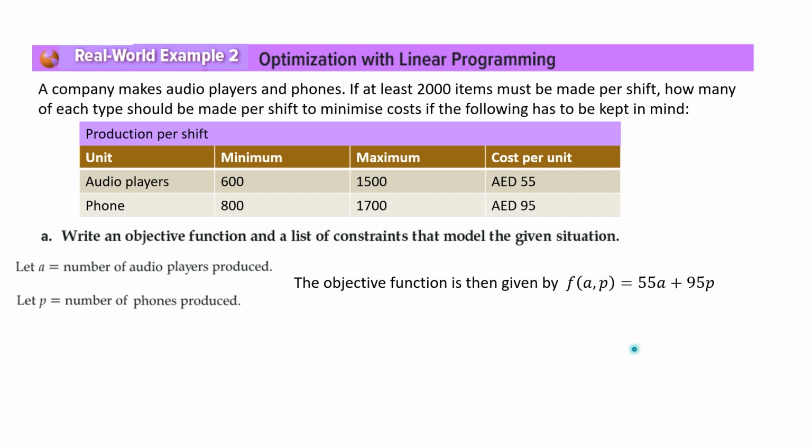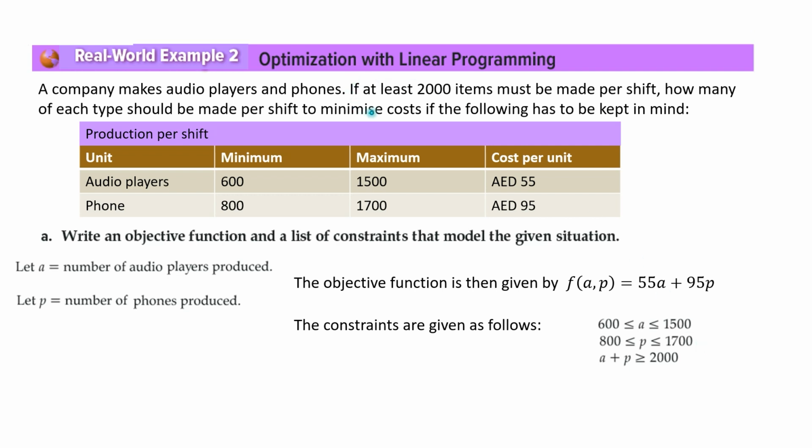Now we need to define the constraints. These are our three constraints. For the number of audio players, we have a minimum and a maximum. So we have 600 less than or equal to A less than or equal to 1500. That's the first constraint. Similarly, for phones, they can be between 800 and 1700. So we have 800 less than or equal to P less than or equal to 1700.